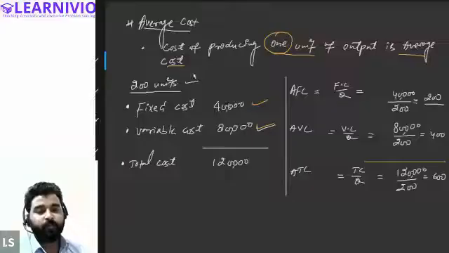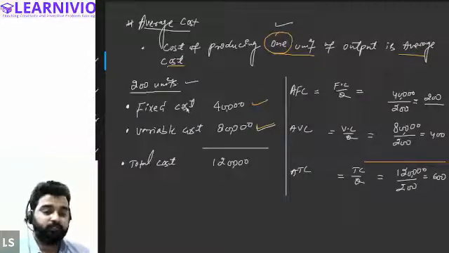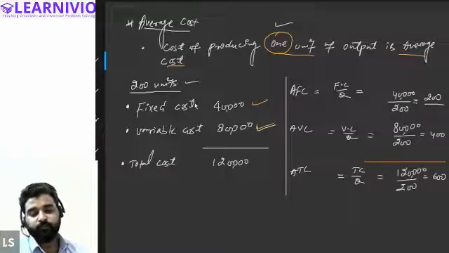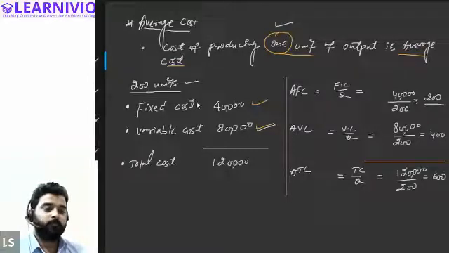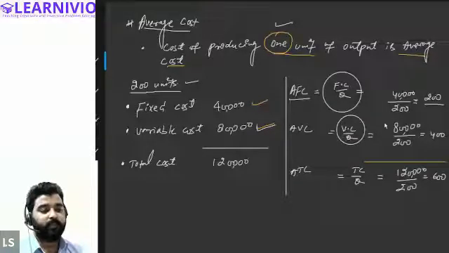So average cost is what? Average cost refers to the cost of producing 1 unit of output. You can find out the fixed cost for 1 unit, the variable cost for 1 unit, and the total cost for 1 unit. To calculate the average fixed cost, the formula is fixed cost divided by quantity. For calculating the average variable cost, we divide the variable cost by quantity. And to find out the average total cost, we divide the total cost by quantity.